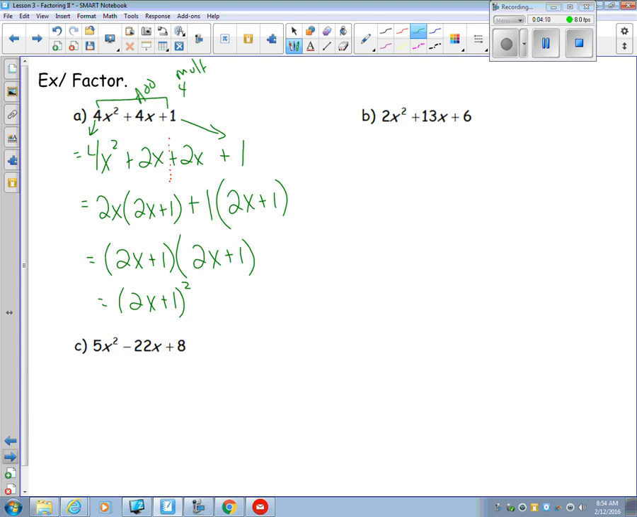Hey, you got to try the next one if you haven't done it yet. I'll take you through it in case you are stuck still. Okay, 2 times 6 is 12. What adds and multiplies? I got 1 and 12. Hey, 1 and 12 makes 13, so there's my numbers. Replace the middle term.